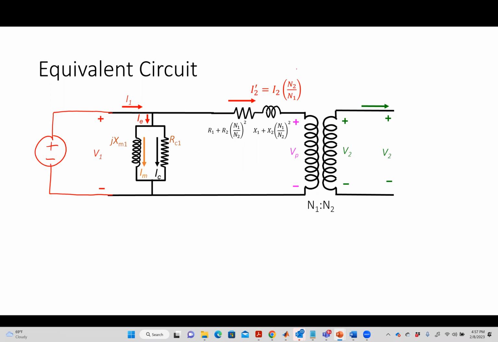How much current do I have in this branch right here? If I have an open circuit on the secondary, what is this I2 prime? Zero. So if I have this arrangement where I leave this thing open circuited, where is all the current flowing? It's basically all into this branch right here. This arrangement that I just wrote out is sometimes called the open circuit test.